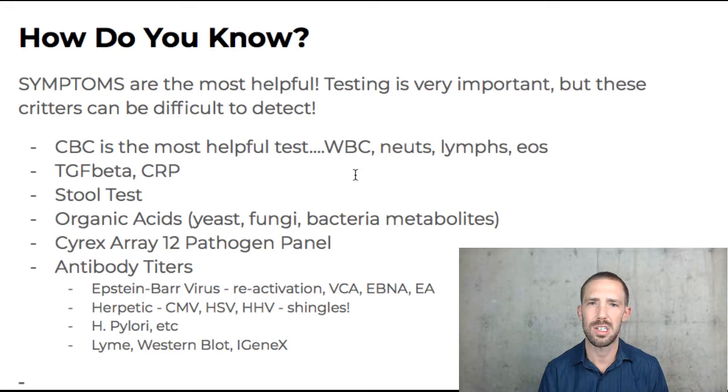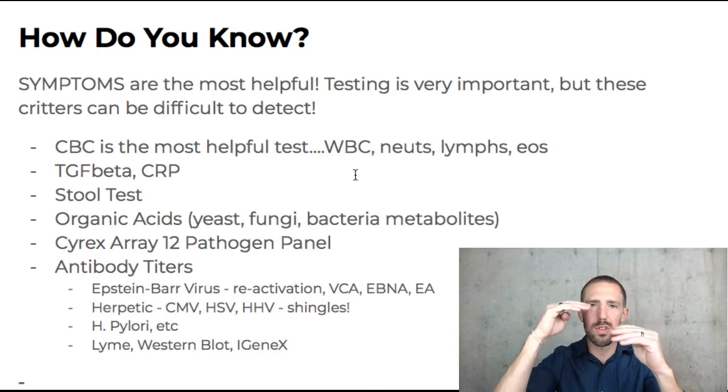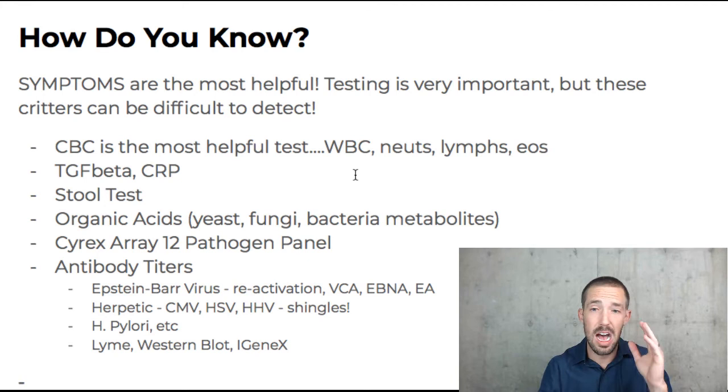But looking at things like total white blood cell count, if white blood cells are elevated, it's a sign of an active infection. If white blood cells are depressed, it's a sign of a chronic infection. Neutrophils and lymphocytes: neutrophils should be higher than lymphocytes. And if they flip-flop, it's a sign of a viral infection. The lymphocytes do more of the viral fighting, whereas neutrophils fight more of the bacteria, more of the innate immune system, kind of first line of defense. And so you can see that in the CBC.